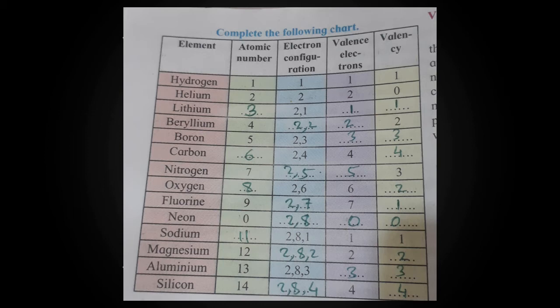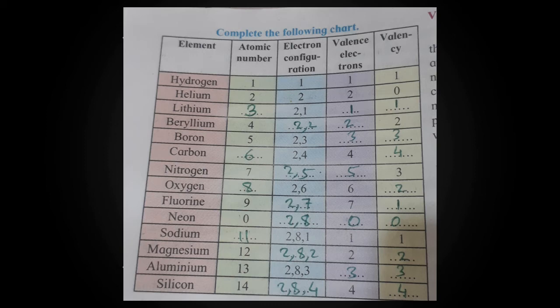Helium. The atomic number of helium is 2, and in its electronic configuration, in the first orbit 2 electrons are present. So that's the reason the valence electrons are 2, therefore the valency of helium is 0. Next is lithium. The atomic number of lithium is 3. That's why in the first orbit 2 electrons are present and in the last orbit 1 electron is present. That's the reason the valence electron is 1 and the valency of lithium is 1.